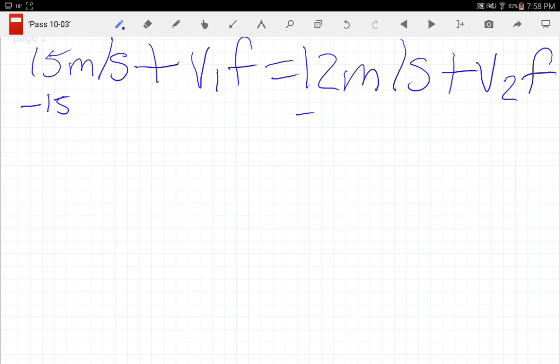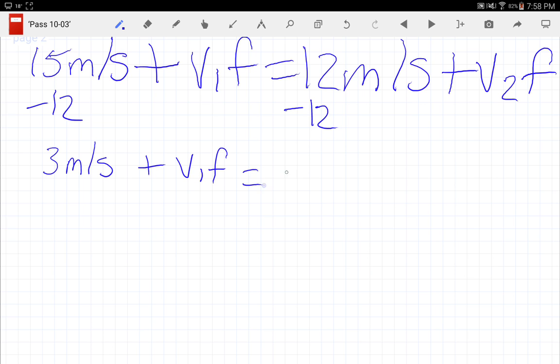What do you guys want to do? Do you want to solve for V2 final or V1 final? Okay, let's go with the positives then. Just focus on the positives only. Either way, you can do it either way. I'm just saying that you have a negative. I see the thought process. Okay, so now you have 3 meters per second plus V1 final is equal to V2 final.